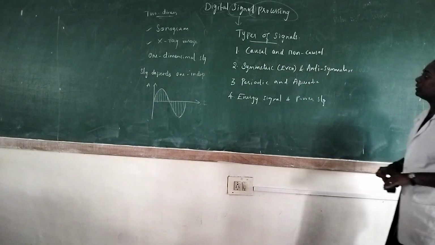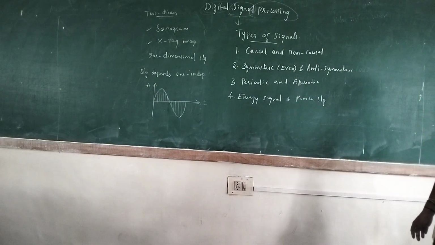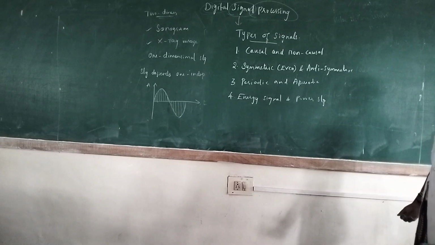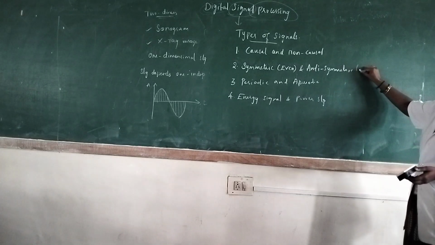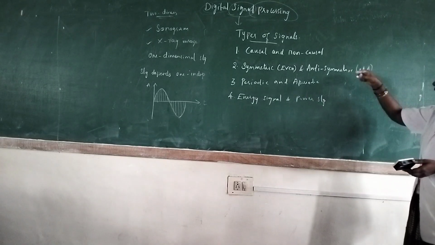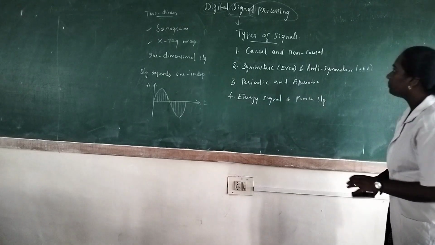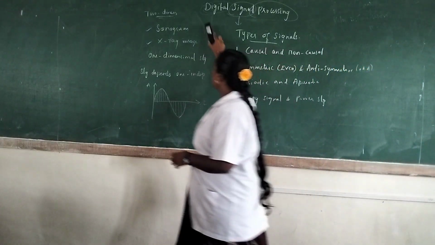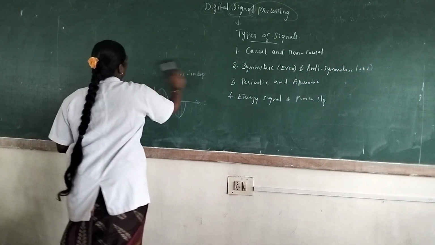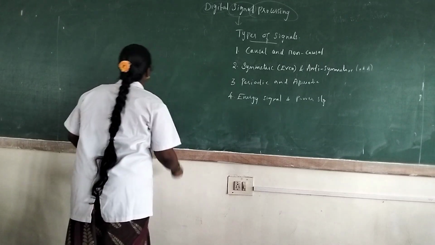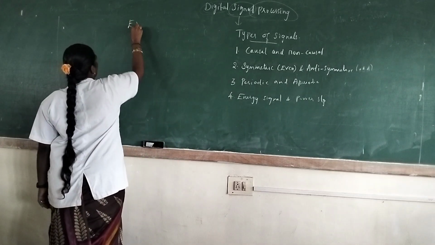the second one is your symmetric signal and antisymmetric signal. This antisymmetric signal is called an odd signal and symmetric signal is called an even signal. Okay. So here I will represent the signal. I will represent the condition for symmetric or even signal.